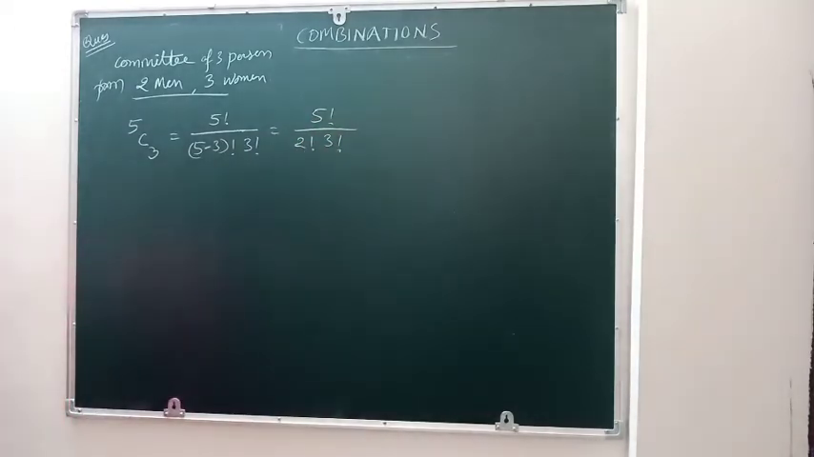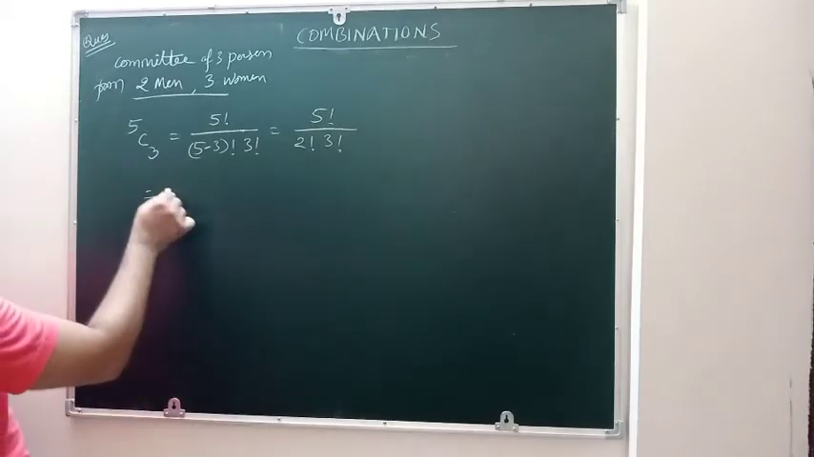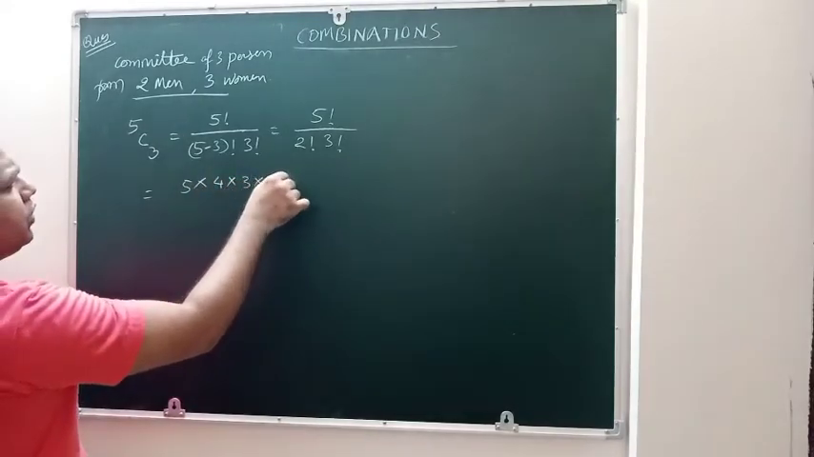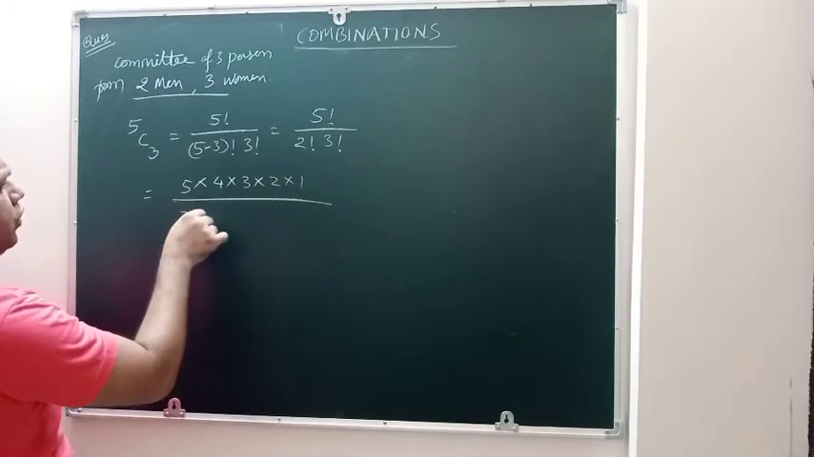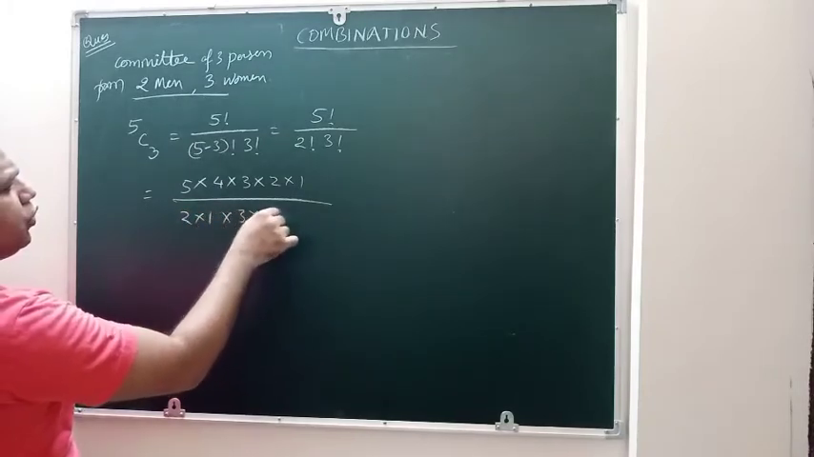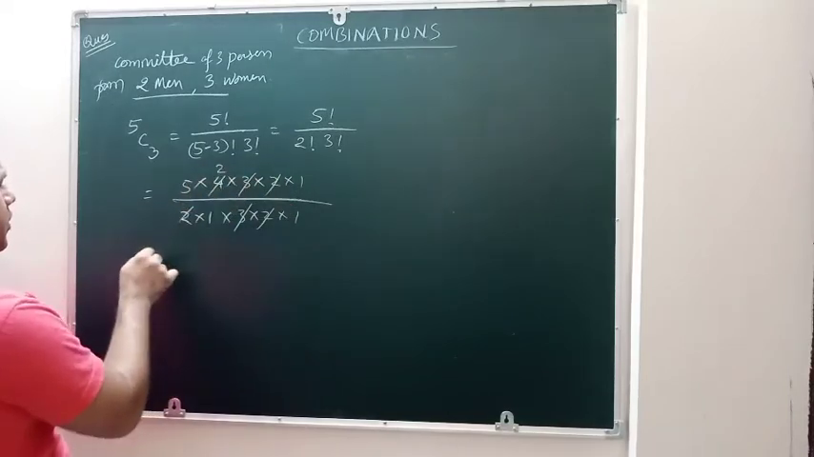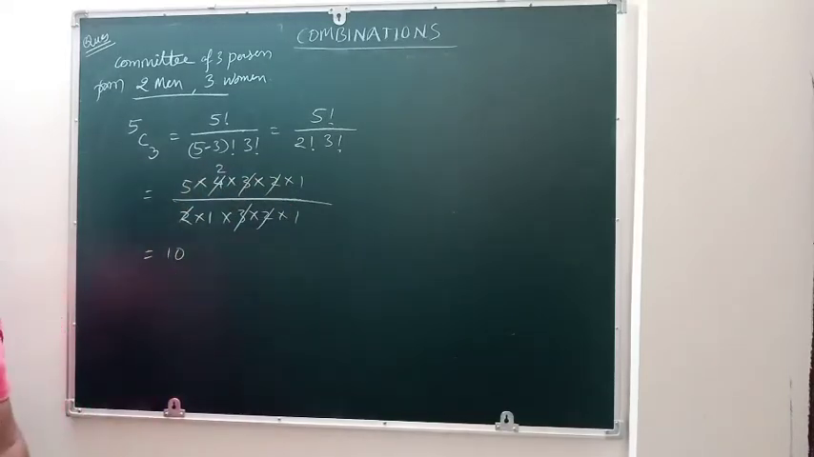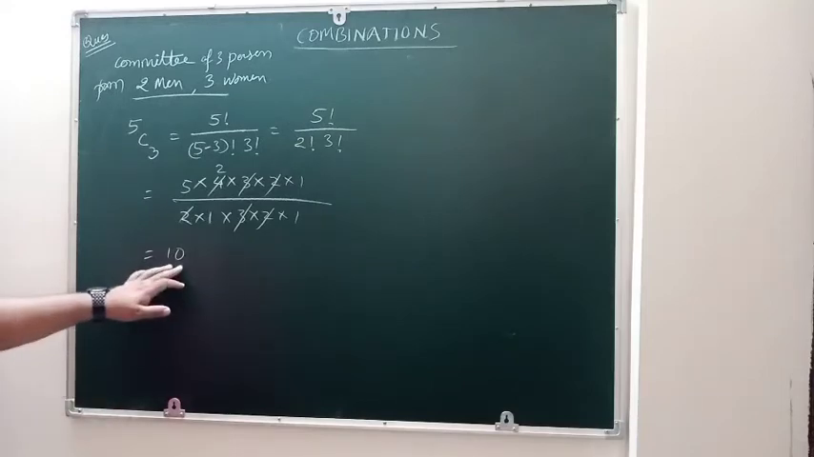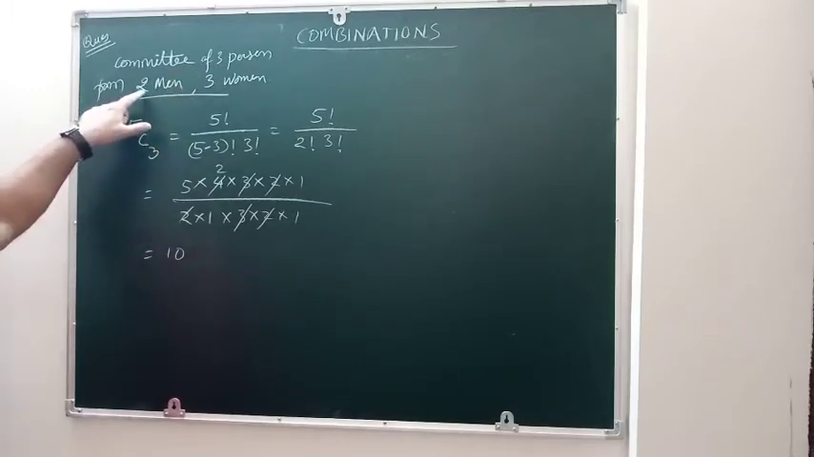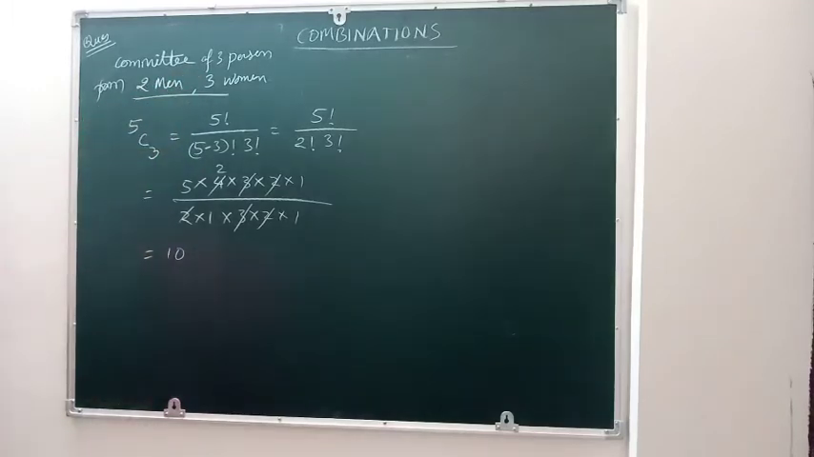This is our selection. Or, more simply, 5 into 4 into 3 into 2 into 1 divided by 2 into 1 into 3 into 2 into 1. So the common terms cancel. There are 10 ways in which we can frame a committee of 3 persons out of 2 men and 3 women.